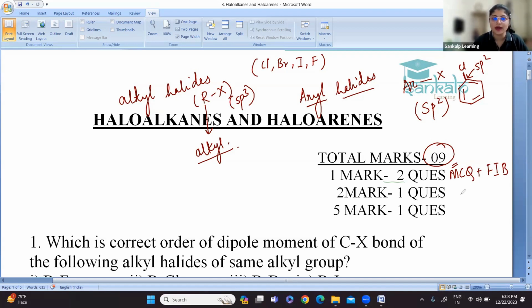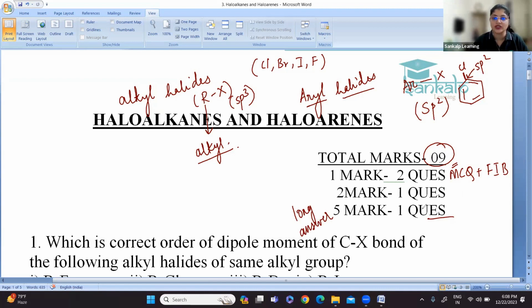Okay, so 2 marks, 1 question is asked, and 5 marks, that is in the long answers. In the long answers, 1 question for 5 marks. So this is the distribution of 9 marks. So how is the exam pattern? How are the marks distributed? So these are distributed like this.